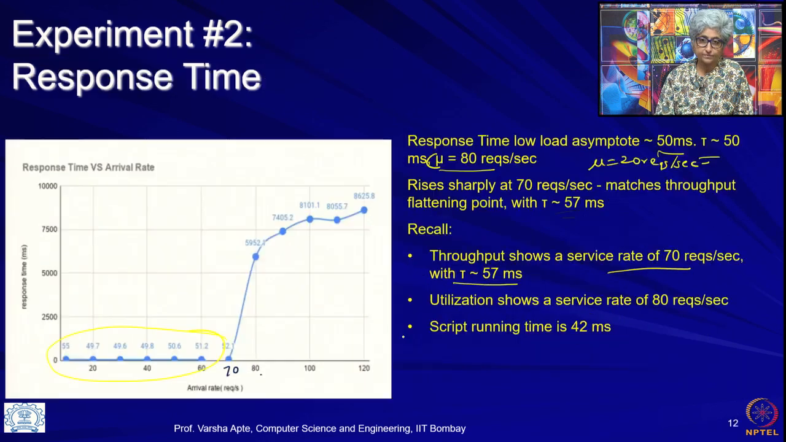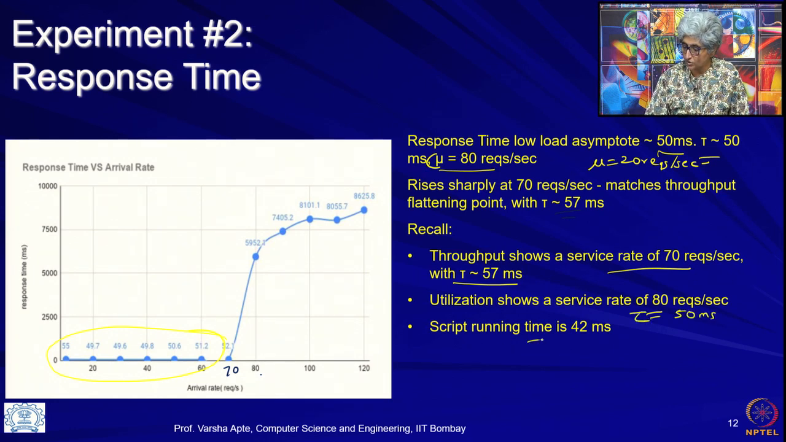looks like around 80, but the script running time is 42. And 80 corresponds to basically a 50 milliseconds tau, but the actual script running tau that the people who did this experiment measured was 42 milliseconds. So what is going on here? What is going on is actually nothing, there is no major explanation, and this is not the class where I am going to provide a very detailed explanation.